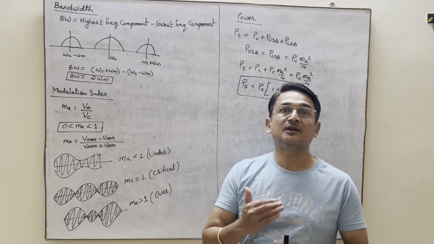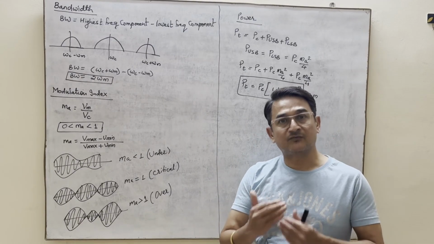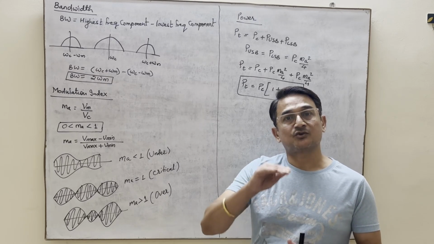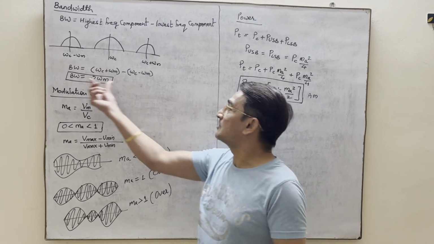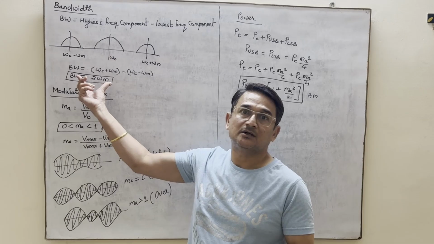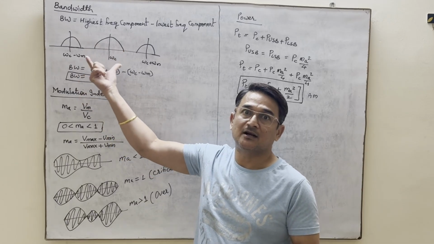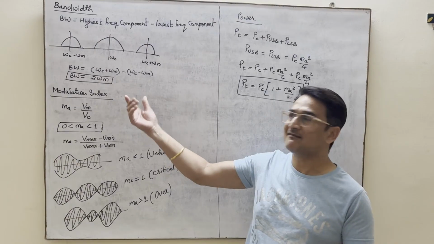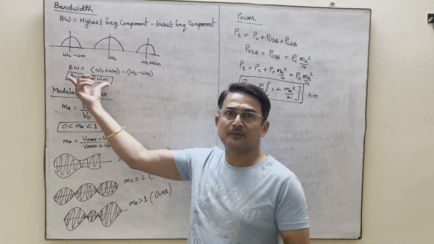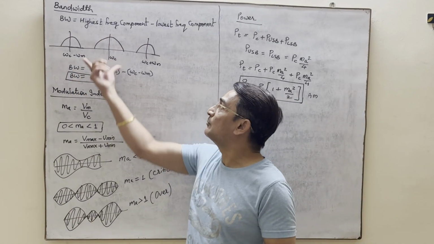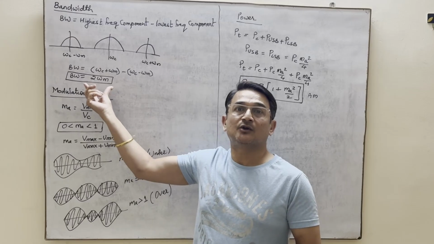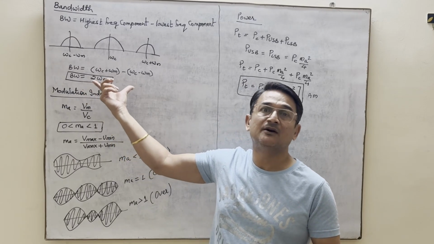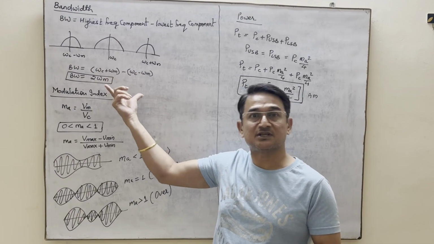Whatever signal you are transmitting, that is the information signal, it must contain some frequency. Twice that frequency is known as the bandwidth of your amplitude modulated signal. This is a viva question which is usually asked in practical vivas. So you must keep in mind that the bandwidth of an amplitude modulated signal is twice the modulating frequency, or twice the frequency of the modulating signal or the information signal.